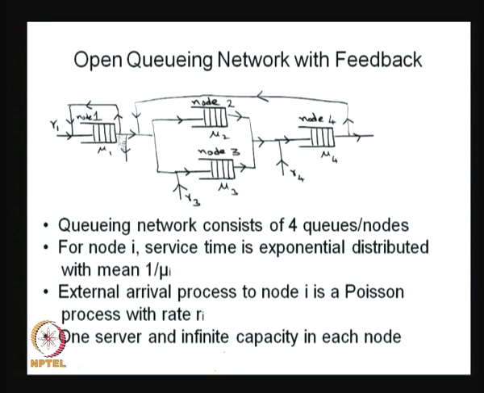So, after the service is over in the first node, with some probability the customer moves into node 1 again, with some probability it goes to node 3 as well as node 4, and then with some probability it goes away from the system. So, the summation of these probabilities has to be 1.